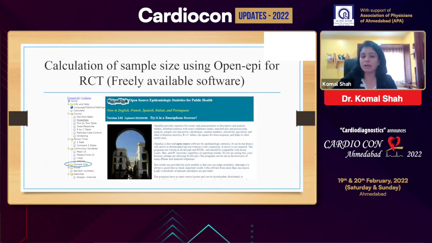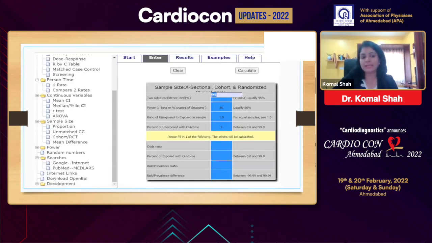This is one very commonly used, user-friendly and freely available software for sample size calculation, known as OpenEpi, that I have used over here. As you can see, the circle which is marked over here gives you information about sample size calculation. Moving further, when you click the sample size, you will be provided the option whether you want to go ahead with a proportion, unmatched case control, cohort or RCT, and mean difference. Over here, my study requires a sample size calculation for an RCT. So when I click that particular area, this kind of window will be opened.